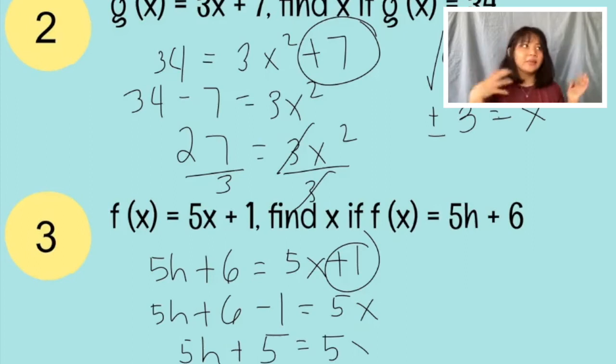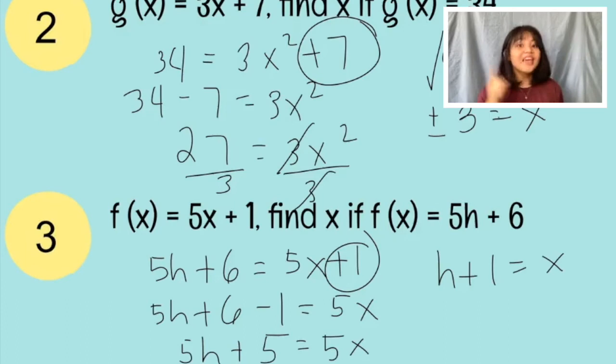Since all of them have a term of 5, we can divide everything by 5 or cancel out 5. We're left with h plus 1 equals x. So our final answer would be h plus 1. That is the value of our x.